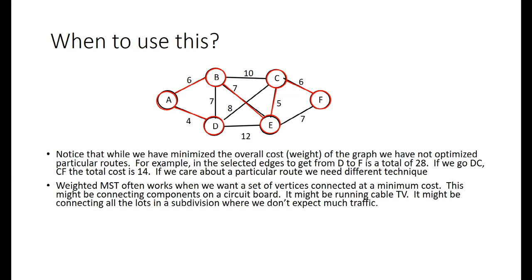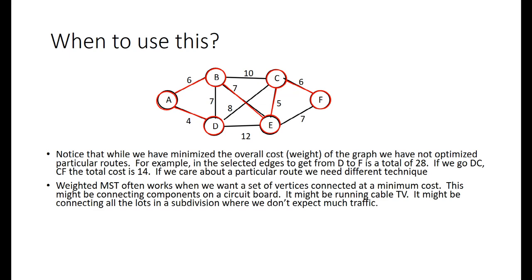The minimal spanning tree doesn't guarantee that each possible route is the best, only that the overall cost has been minimized. Weighted minimal spanning tree often works when we want a set of vertices connected at a minimum cost. This might be connecting the components on a circuit board where each trace takes time and effort, and we want to minimize the number of traces. The traces are the little silver channels on the back that connect components. It might be running cable TV. We might be not so worried about how many places we hop through as long as everything gets connected.